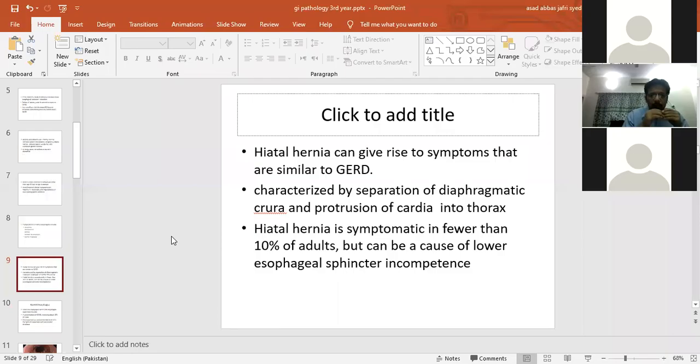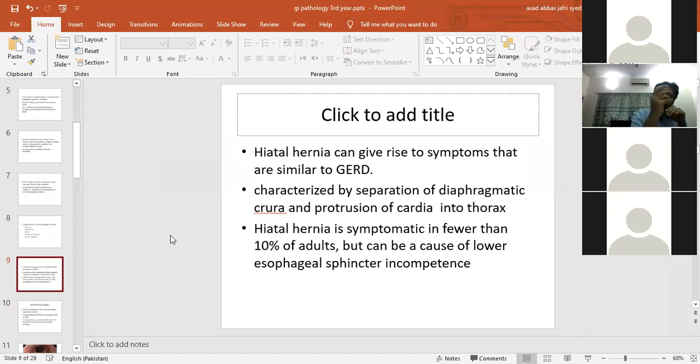Okay. Now, hiatal hernias can also give rise to symptoms that are similar to GERD, and one of the reasons is that in hiatal hernia, part of the gastric cardia protrudes into the thoracic cavity. It's a small portion, but if you remember the anatomy of the lower esophageal sphincter, one of its support structures was the diaphragm. It's adhered to the diaphragm. The diaphragm gives it support.